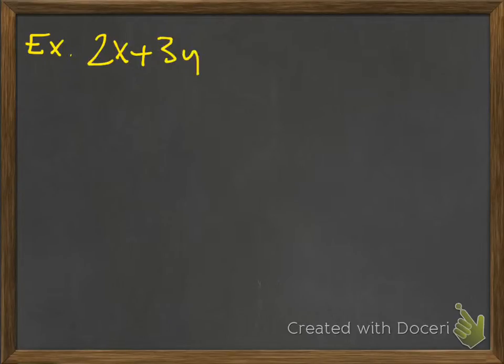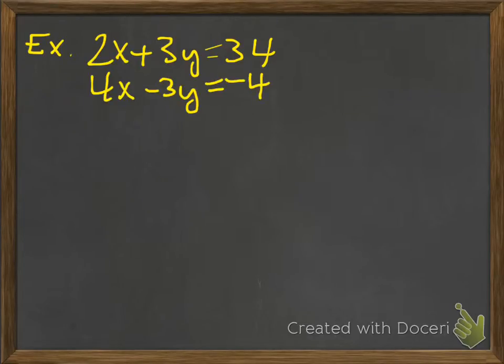For our first example, let's do 2x plus 3y equals 34, and then 4x minus 3y equals negative 4. The idea here is this. Look at the variables. Is there a variable that has the same number, different signs? Yes. Which one is that? The 3y, the y.